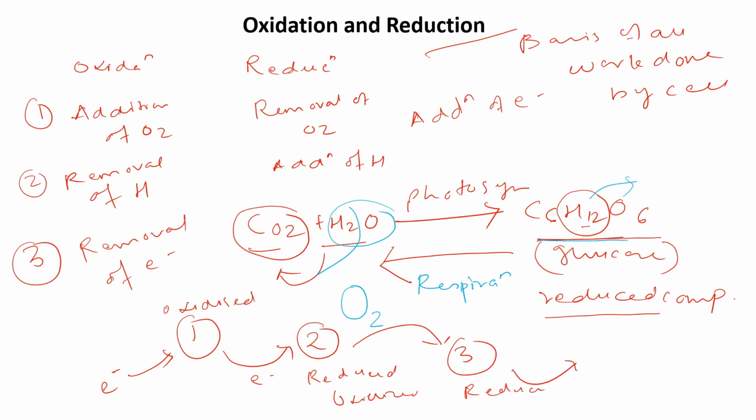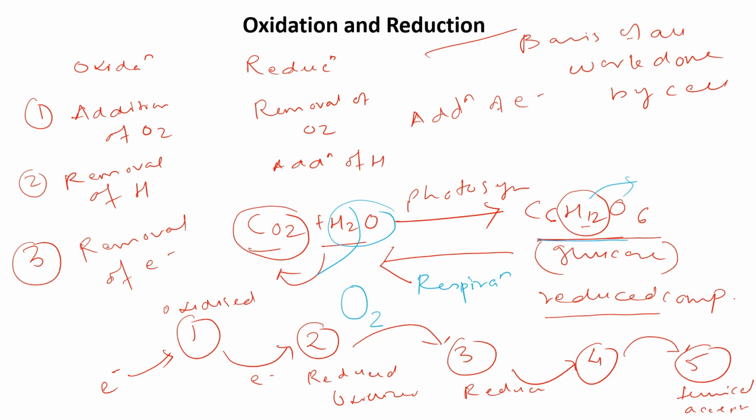And like this, the process will continue up to a terminal acceptor. Say for example, this fifth one is a terminal acceptor. Okay. So this flow of electron is actually responsible for all the work done by the cell. Clear? So oxidation is addition of oxygen, removal of hydrogen, removal of electron. Reduction is removal of oxygen, addition of hydrogen and addition of electron.